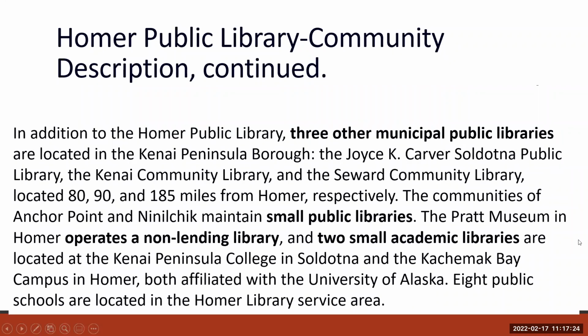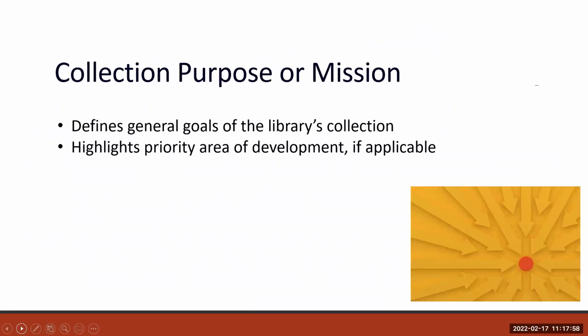One thing that I thought was really interesting in the Homer policy is that they listed the other libraries and other types of libraries in their service area. So they kind of put themselves in this information ecosystem. They mention there are 3 other municipal public libraries located nearby, 2 small public libraries, the Pratt Museum operates a non-lending library, and there are 2 academic libraries. So you really get an idea that they are part of a larger system.